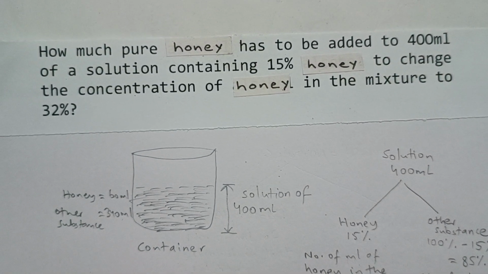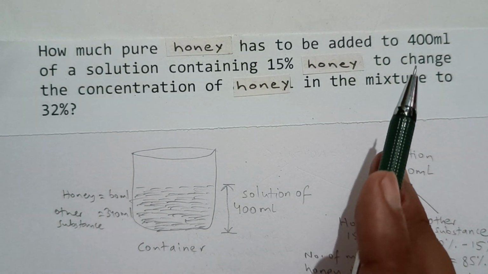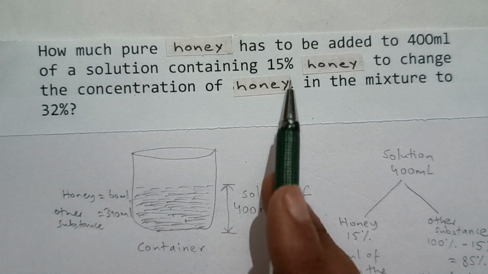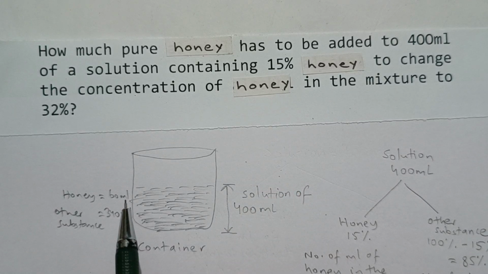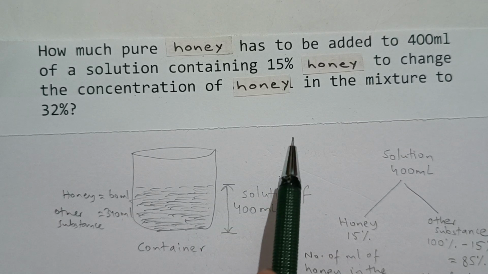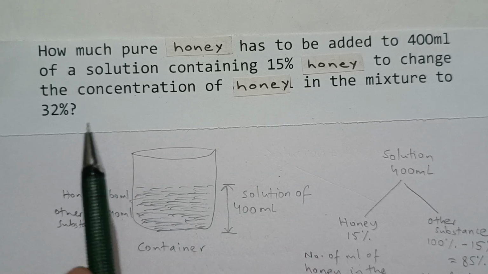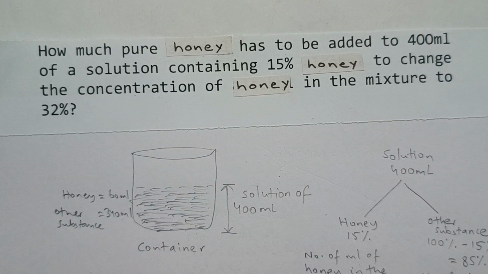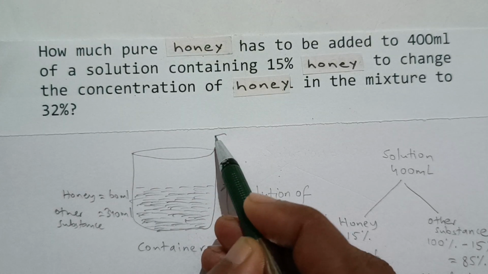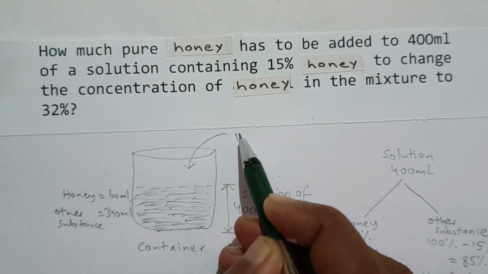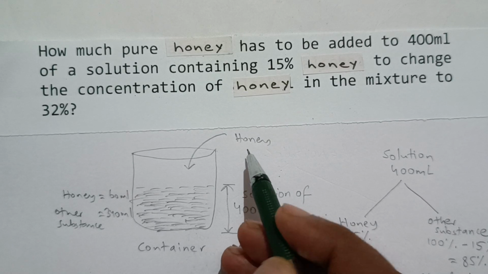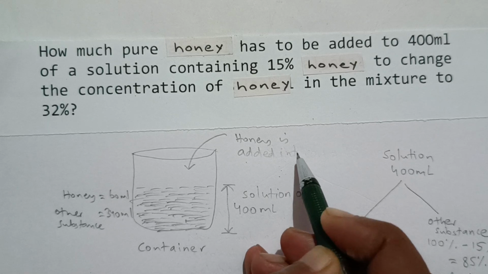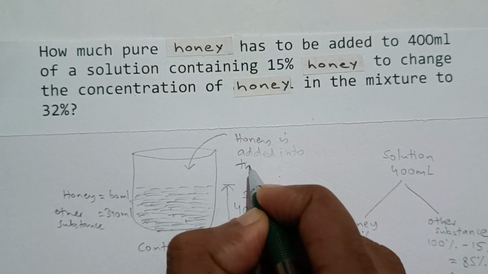Now what they are saying is they want to change the honey content to 32%. Right now it is 15%, which is 60 milliliters. So in this solution they want the honey content to be 32%. For that, how much pure honey should be added into this solution? So now we are adding honey into this solution.